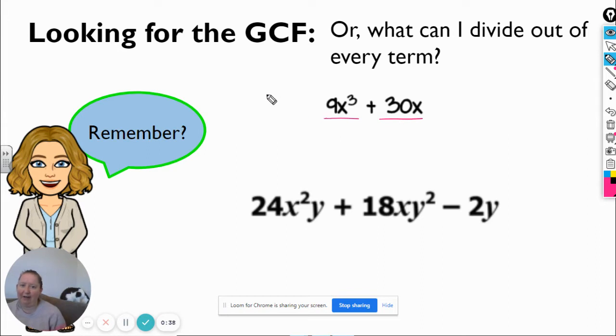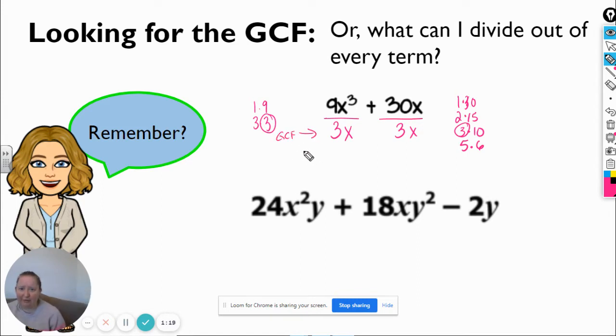What is the GCF? 1 and 9 are factors of 9, and 3 and 3. And for 30, 1 and 30, 2 and 15, and 3 and 10. 4, no, not divisible. 5 and 6, and that's all. Now, which is the largest number that they have in common? 3. And then we have x to the third and x to the first. So the most I can take out is just 1x, because that's all this term has. So that is my GCF.